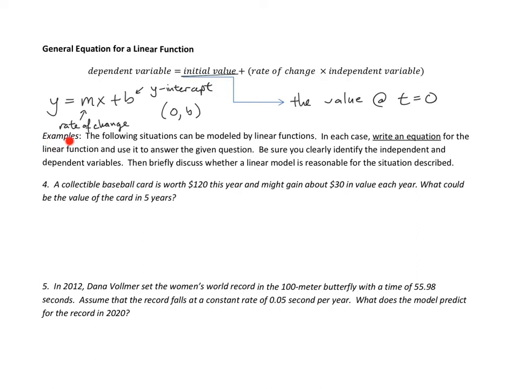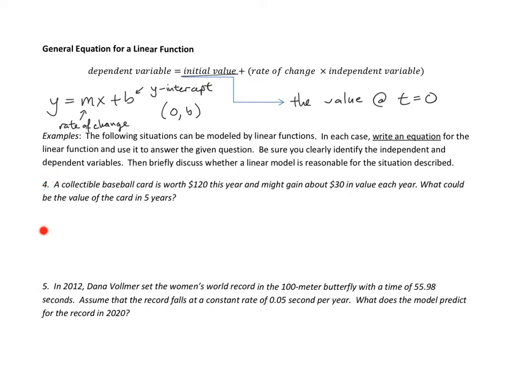All right, so in the following examples, the situations can be modeled by linear functions. In each case, we want to write an equation for the linear function and use it to answer the given question. Be sure you clearly identify the independent and dependent variables. Then briefly discuss whether a linear model is reasonable for the situation described. So here's a spoiler alert for everyone out there.